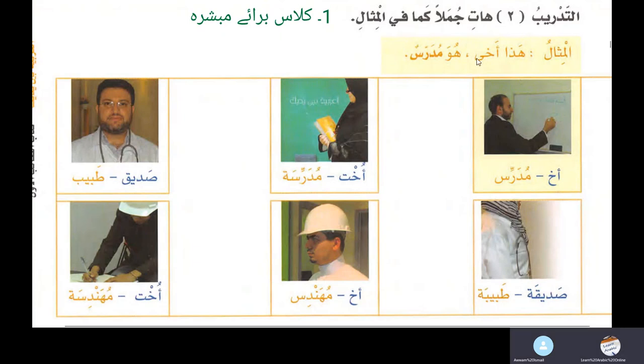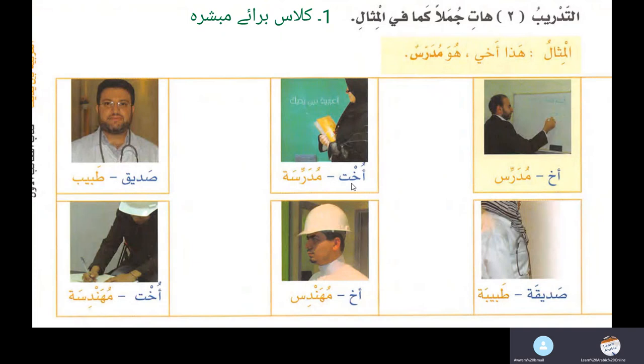This is my brother, he is a teacher. So that's going to be hadha akhi huwa mudarris. You use this at the top to make the sentence. Now we'll make a similar sentence for ukht. But listen, hadha is for masculine. For feminine, we use hadhihi. Huwa means he, and hiya means she. So for female, you will use hiya.